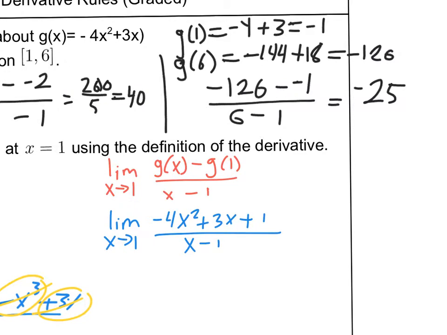I'm also going to factor a negative out of the top, just so I can factor this nicer. And that's going to make this be 4x squared minus 3x minus 1. Okay. I know that this is going to factor, because when I plug 1 in, I get 0 over 0. And if I think about this, that means that one of the things up top has to be x minus 1.